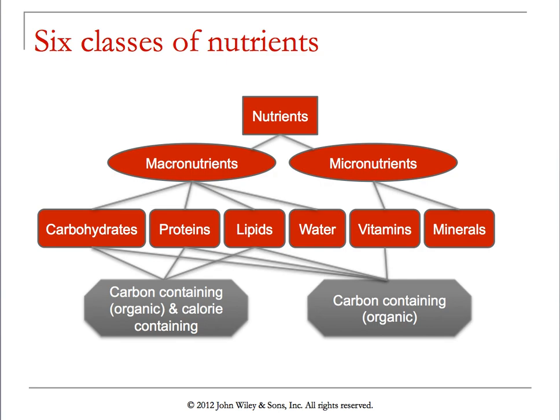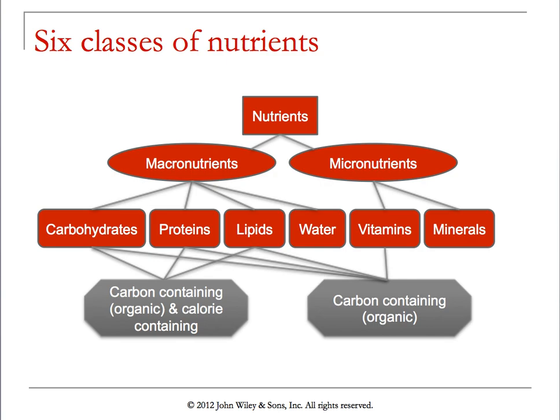We have macronutrients and micronutrients. Macronutrients are nutrients that we need larger amounts of, whereas micronutrients we need in much smaller amounts. But that doesn't make them any less important. So we have 4 macronutrients: carbohydrates, proteins, lipids, which is another word for fats, and water. Now, of these 4, carbohydrates, proteins, and lipids contain calories, whereas water doesn't. Now, you might not really think of water as a nutrient, but it definitely is, and it's really, really important to have in your diet.